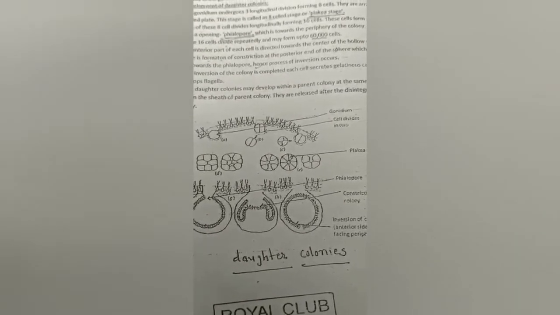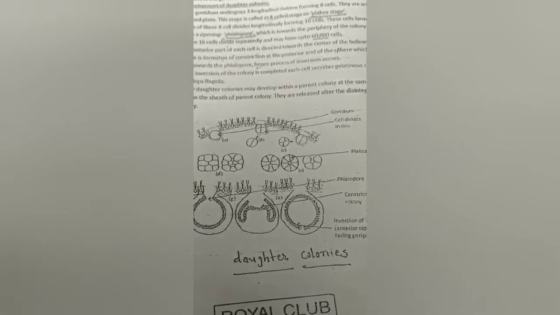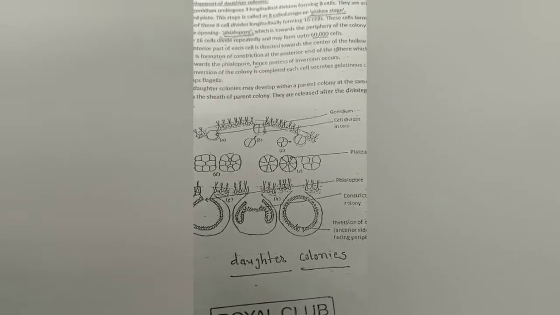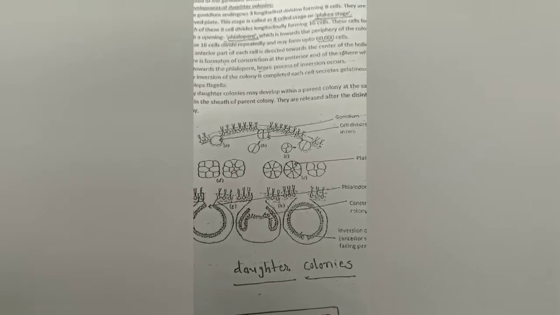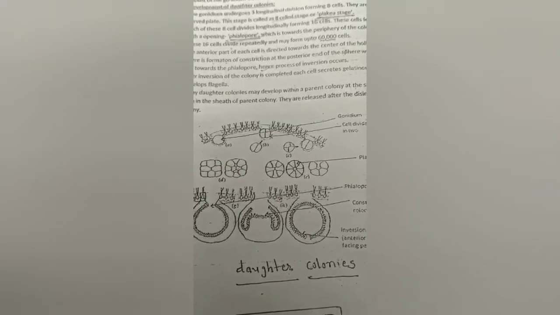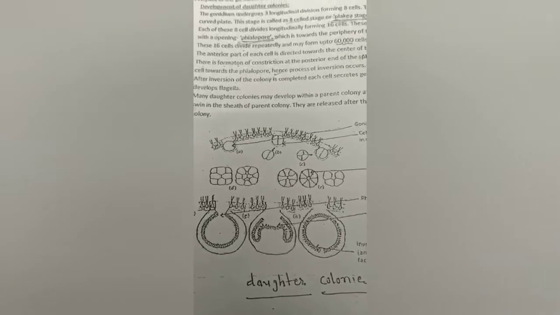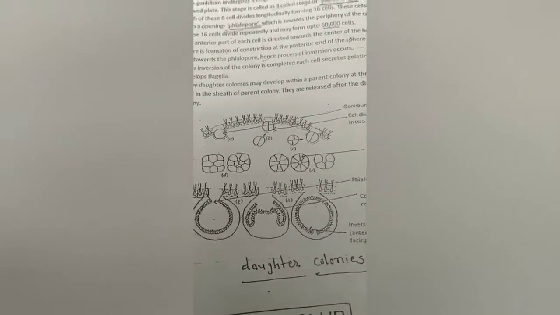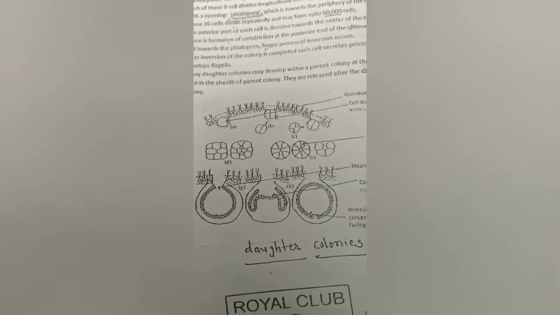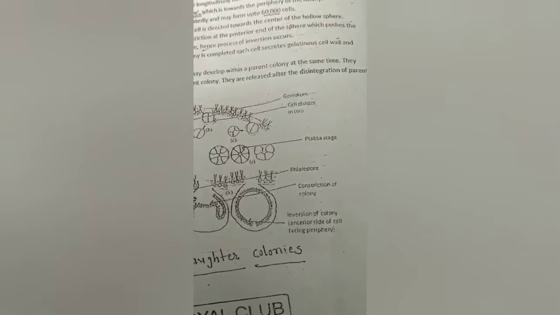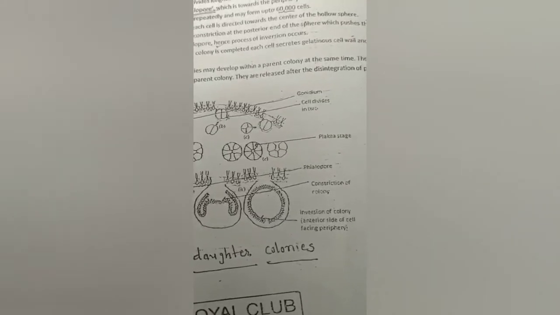The gonidium cell divides into 2, 2 into 4, 4 into 8, 8 into 16. The 8 cells divide, and that stage is known as the plakea stage. Then after 16, divisions occur up to 60,000. These are all daughter colonies. Then constriction of the colony, inversion of the colony, with the anterior side facing the periphery.